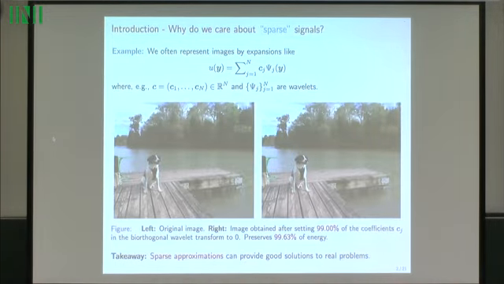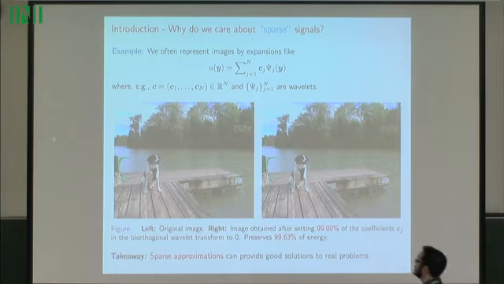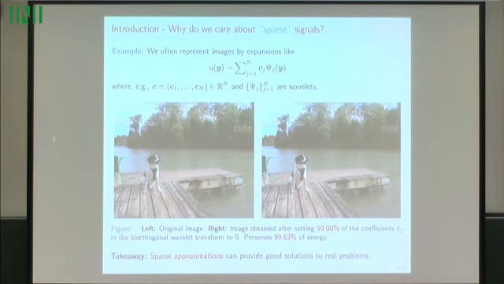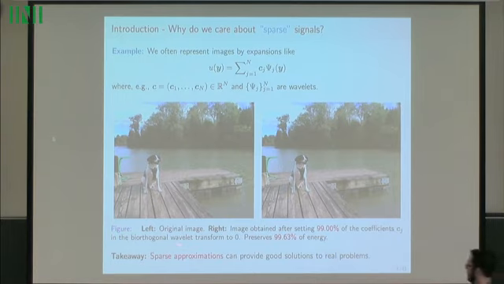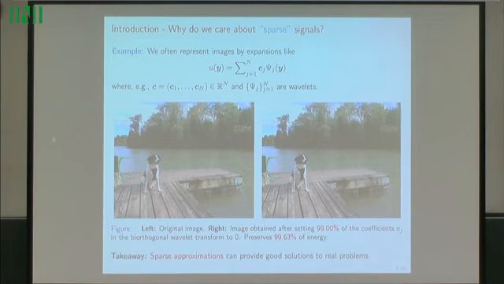Okay, this is a bit silly. I always put this at the beginning of my slides to motivate why we care about sparsity. Here, this is what we typically do in imaging. We want to represent an image by an expansion in terms of some wavelet basis. Here I've taken an image of my dog on a dock in Tennessee, and I've computed a biorthogonal wavelet transform, and I've set 99% of the coefficients in this transform to 0, so that only 1% of the coefficients remain. And here, on the right-hand side, I've plotted that resulting image.